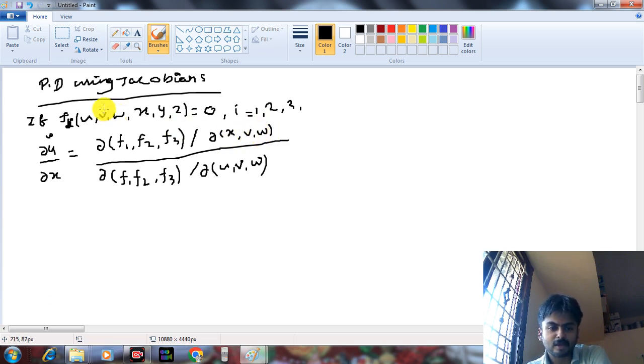If I want to find ∂v/∂x, in the place of v we will have x, here I will have u, and here I will have w. So here it will be x, here it will be x. And in the denominator of this, for v the denominator will be as I told. For w the denominator will be different, as I told.